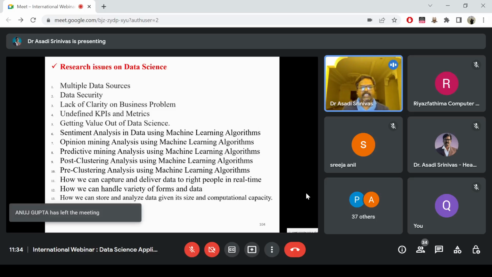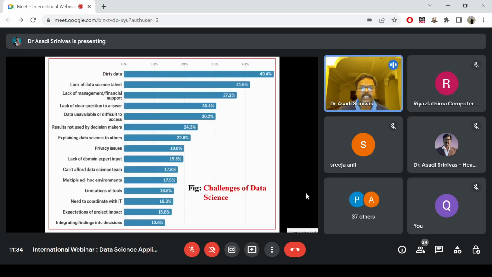How can we capture and deliver data to the right people in real time? How can we handle a variety of forms of data? How can we store and analyze data given its size and computational capacity? These are the challenges of data science. Dirty data is the highest challenge among remaining challenges according to the Gartner survey, 49.4%. That's why we are using deep learning techniques especially.